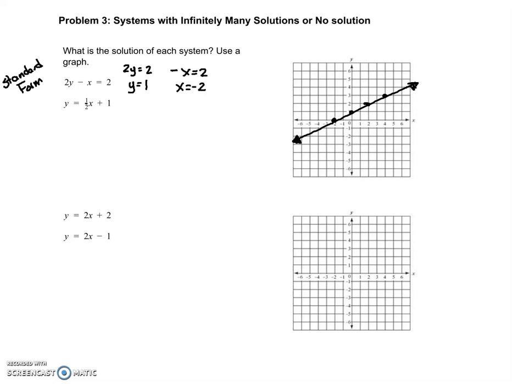So I'm going to go ahead and graph the second one. So my y-intercept is 1. So at 1, I'm going to put a point there. My slope is 1/2. That's already a fraction. That means I'm going up 1, right 2. So up 1, right 2. Up 1, right 2. And then I'm going to go ahead and graph that.